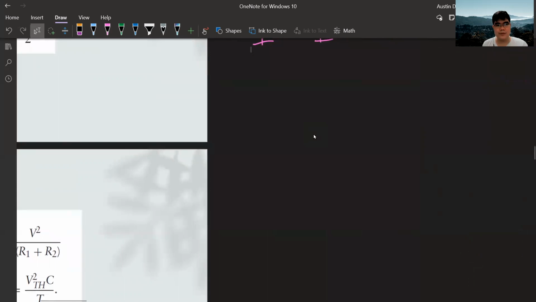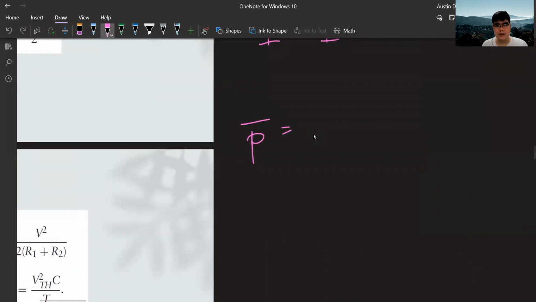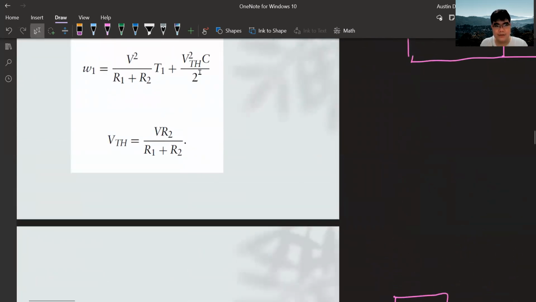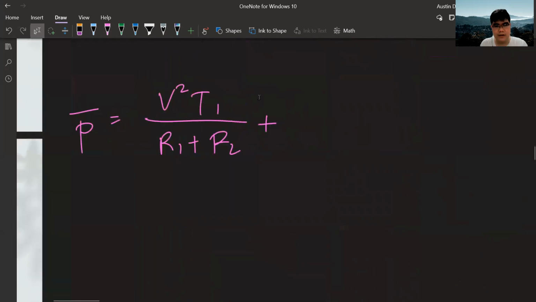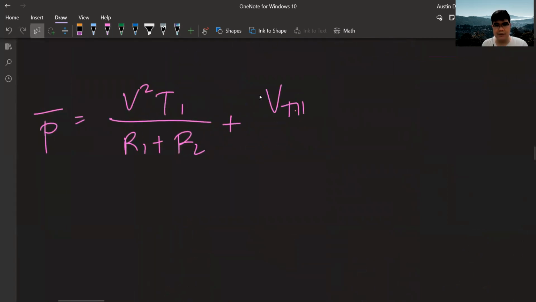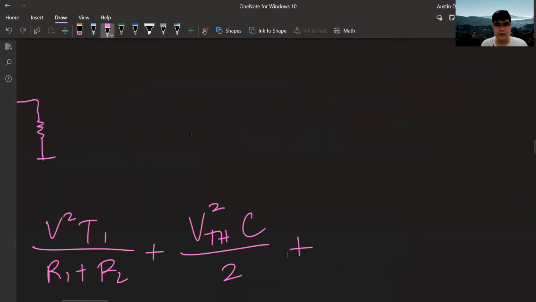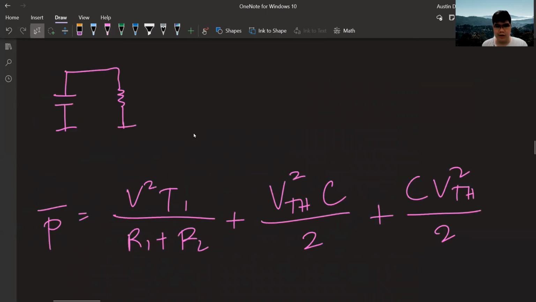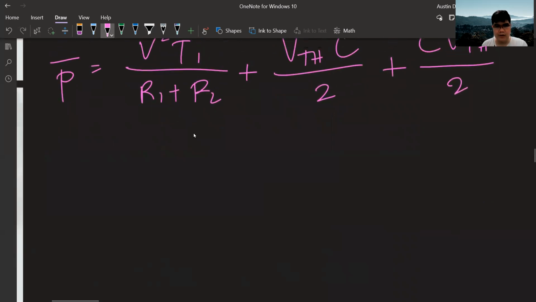Okay, so the P average is just V squared T1 over R1 plus R2. Gamitin natin itong this guy, kasi na-assume natin na yung times natin is larger than the time constant. CV squared over 2 plus another CV squared over 2. So that is just 1. And then this is all over the time, total time, T.